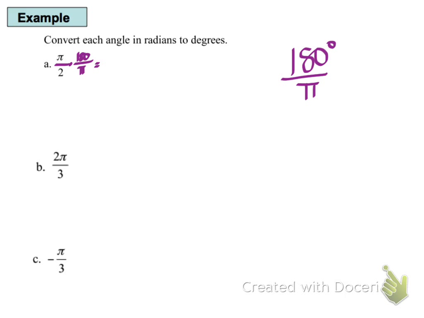Now really what's going to happen when I multiply those is we'll multiply straight across the top and straight across the bottom. The great thing is the pi's are going to cancel out, and 180 divided by 2 is 90 degrees. And if you listened a couple slides ago, you might remember that pi over 2 is the same as 90 degrees. They're in the same position.